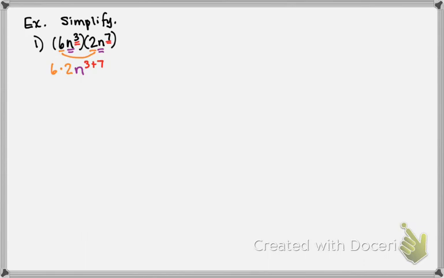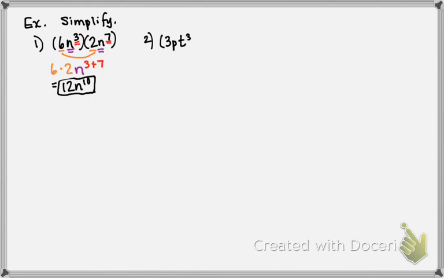Then I do the math, and my answer is going to be 12n to the 10th. So that colorful brain step is simply that, a brain step. You don't need to show it unless that's what you need to do to help yourself get through the process if you aren't quite as confident about this material. Okay, let's try another one.